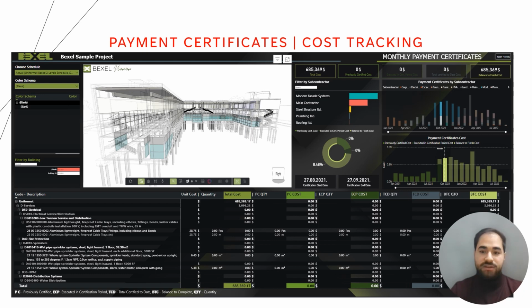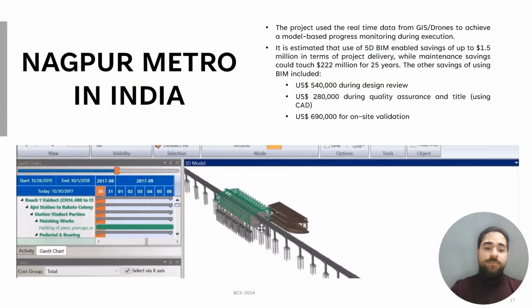For summary, we can see that with cost management, the 5D BIM has been used in the Nagpur Metro in India. For implementing this project, they mitigated the resistance to change, and also the time and effort required for training. They contracted with a consulting company which gave intensive training to the contractors and consultants who would be working on this project. The project used real-time data from GIS and drones to achieve model-based progress monitoring during execution.